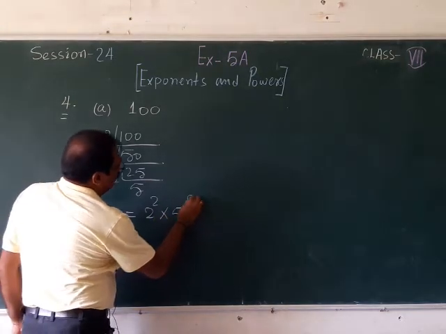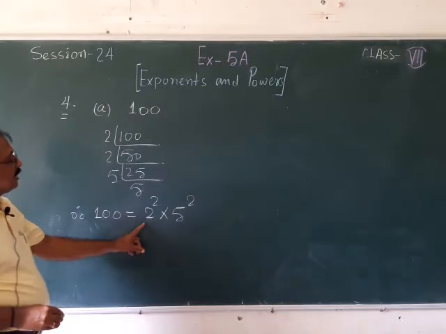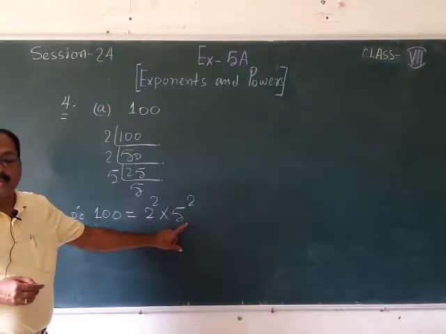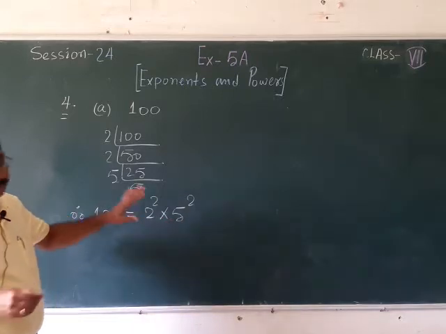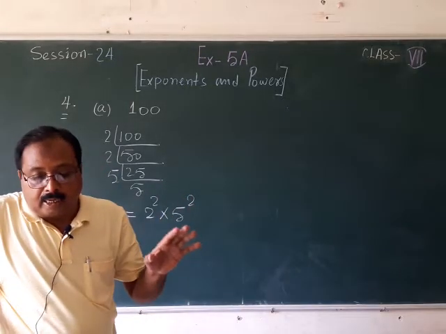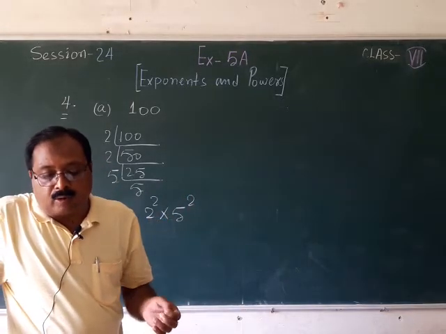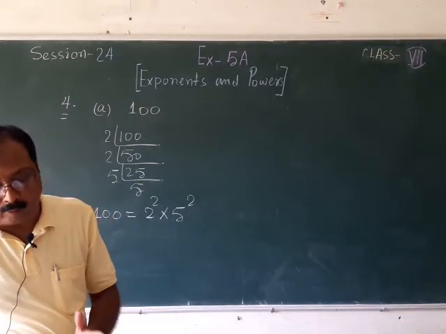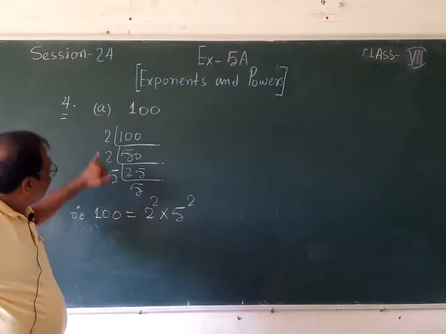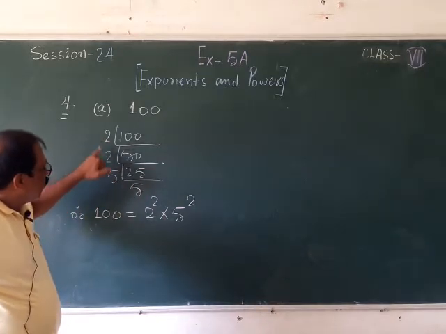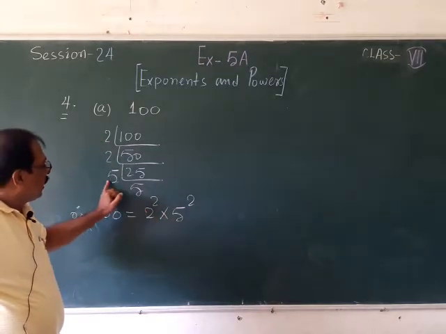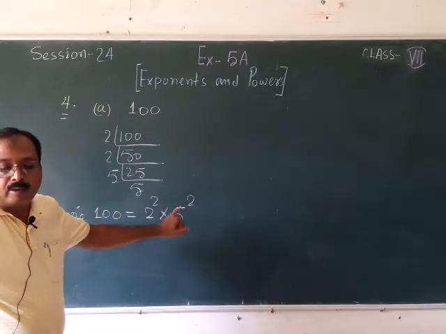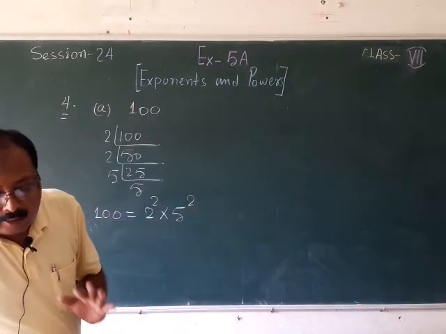So you can write 5 to the power 2. So it can be written as 2 to the power 2 into 5 to the power 2. This is called the exponential form of the numbers. Express the following numbers as exponents of their prime factors. Here 2 times 2 was there, so I have written 2 to the power 2, and again 5 is there 2 times, so I have written here 5 to the power 2. Like that you can write.